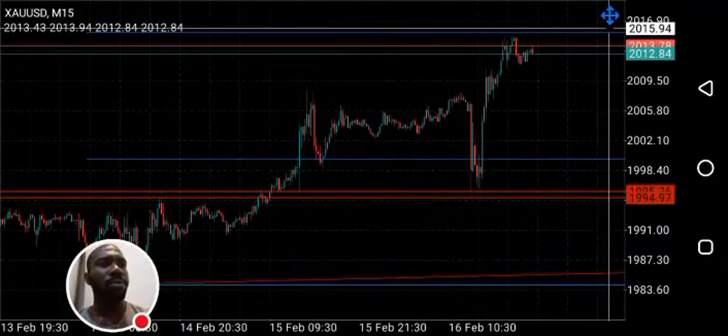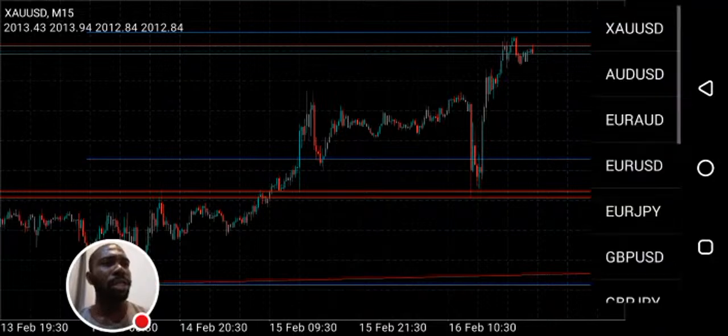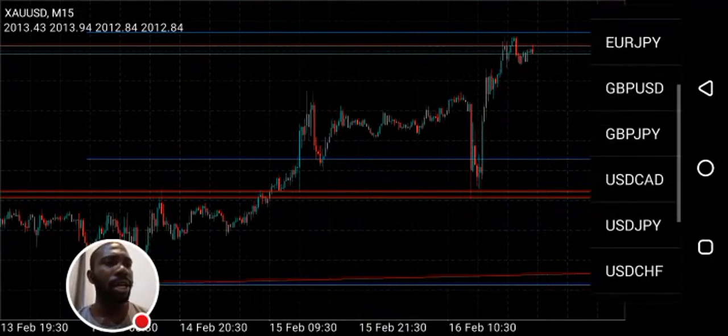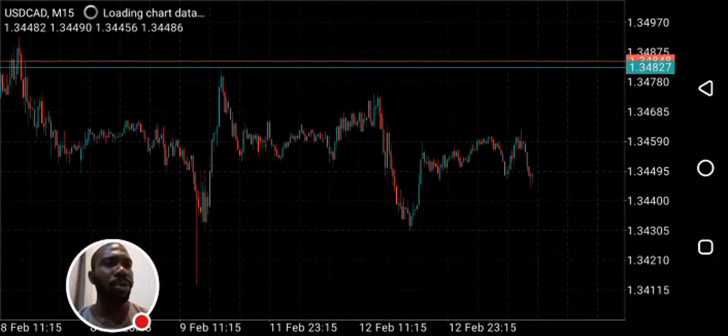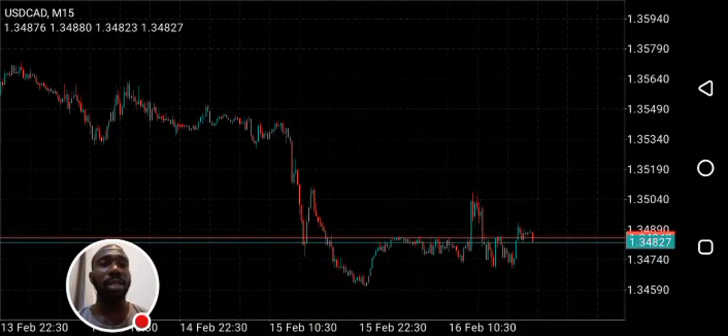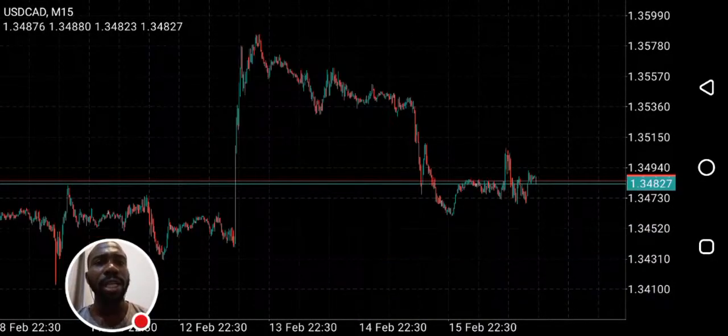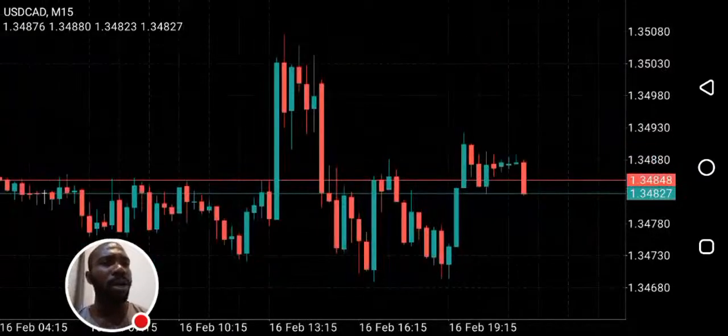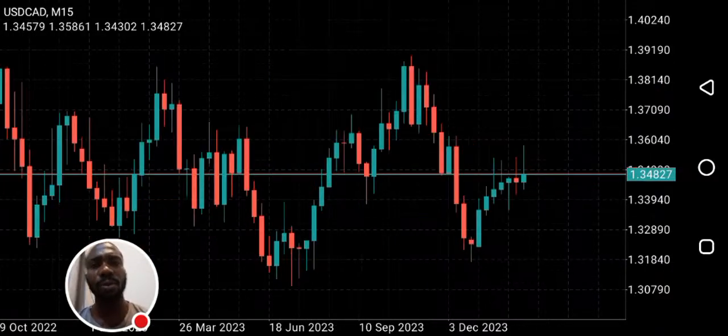Okay, so let's look at USD CAD. USD CAD is negatively correlated with GBP/USD. So if we are considering buying GBP/USD, then we should consider selling USD CAD. So let's start with the weekly. What candlestick pattern formed on the weekly time frame?